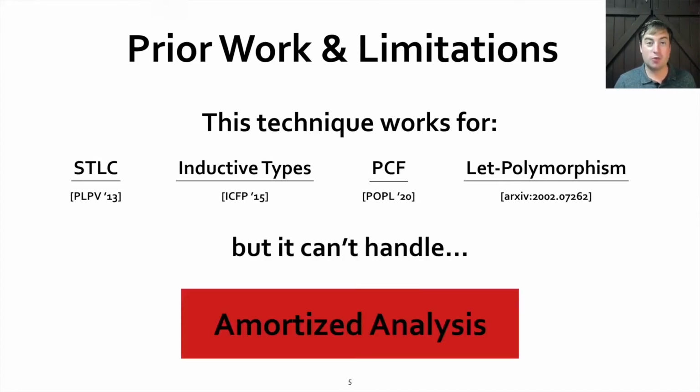But all of this prior work is limited in the kinds of analyses they can handle, only ever worst case cost analysis. And in many cases, worst case cost analysis simply isn't enough to get tight bounds. And a technique like, say, amortized analysis is required to get better bounds. And so in this work, we extend the recurrence extraction technique to handle amortized analysis.